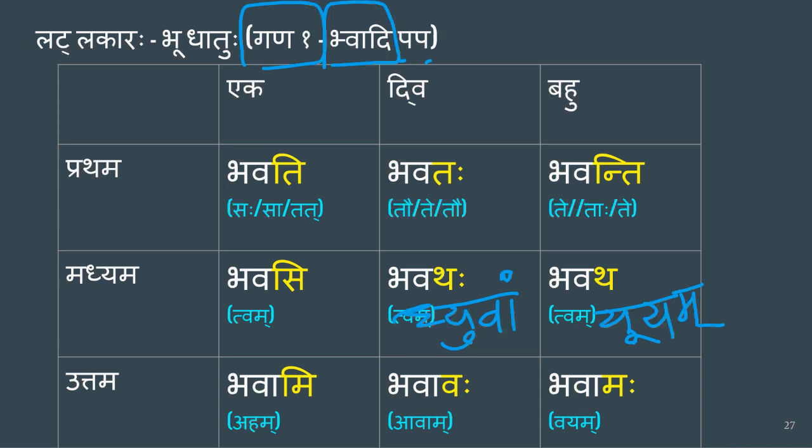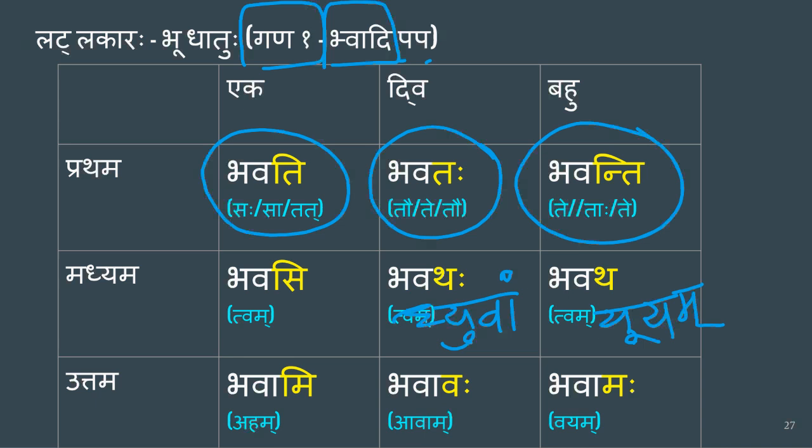Now, can you use Namapadam with these Kriyapadams, for example, Balakaha? Can you use Balaka in Ekavachanam, Dvivachanam, Bahuvachanam with this Bhavati Bhavataha Bhavanti? Yes. Balaka Bhavati. Rama Bhavati. Rama Bhavataha. Rama Bhavanti. Yes. You should know that the Nama Padams we have seen, most of them, except Aham and Tvam, all others, if you want to use Vartamana Kala with them, then we have to use these forms: Bhavati, Bhavataha, Bhavanti.